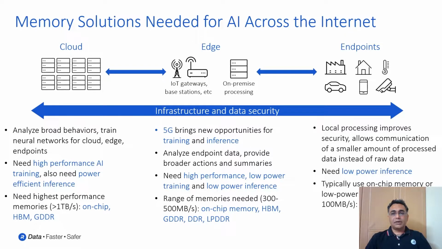At edge, the requirement is high performance, low power training, and low power inferencing. Memory bandwidth required is around 500 Mbps. We have seen all types of DRAMs used here. At endpoints, it is basically low power inference. Memory bandwidth required is 100 Mbps. GDR and LPDDR memories are used here.